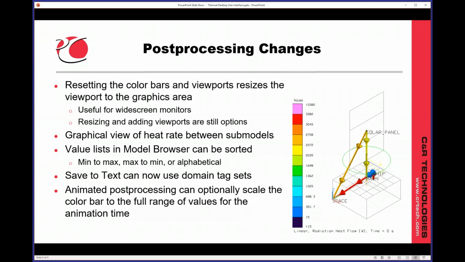When animating post-processing, you can optionally scale the color bar to the full range of values for the animation time. So when it's running through the steps, the color bars aren't changing, but all your color contours are. The way it used to do, and it's still an option, is it would scale for each view, so that as you step through time, it would resize the scale color bars.